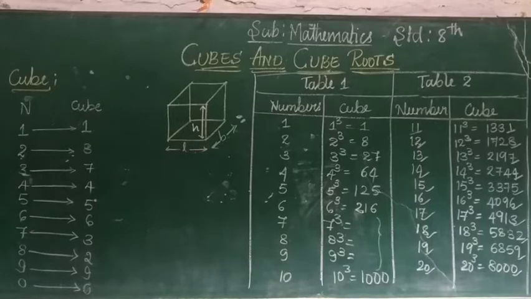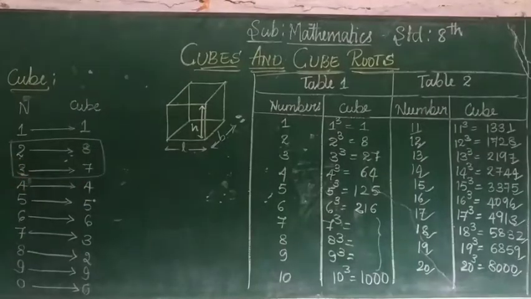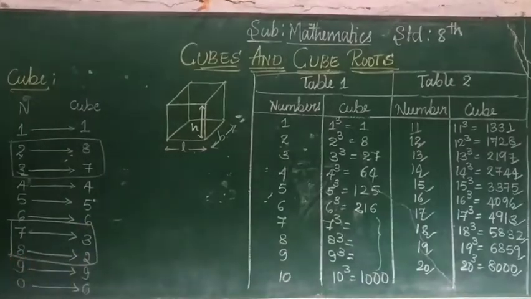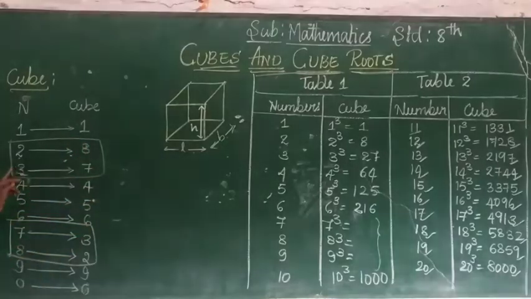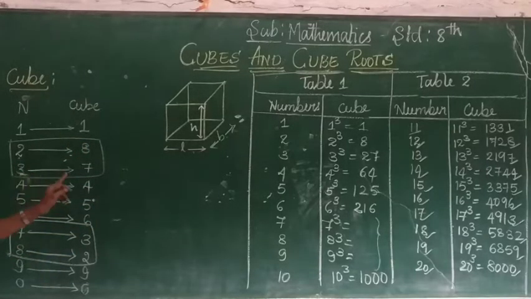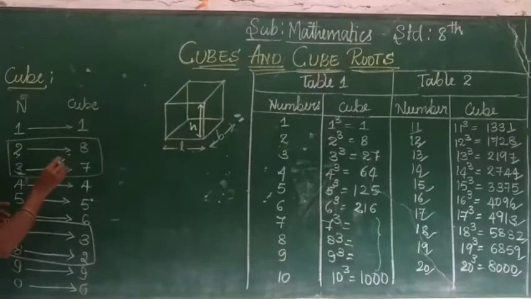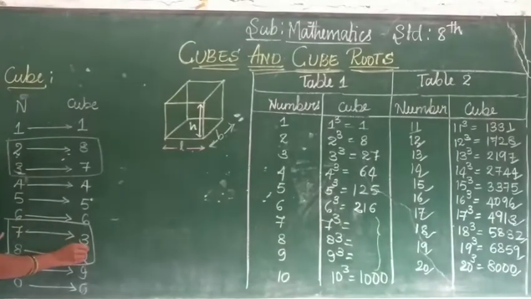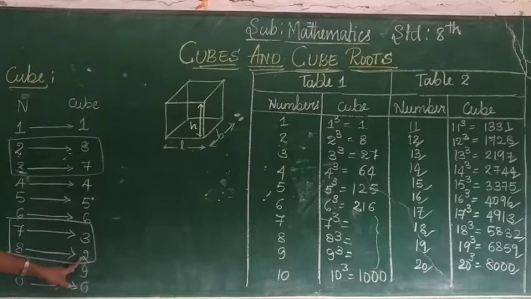Now, observe, we have to memorize one thing. 2 and 3: these two numbers have different unit place values in their cubes. And now come to 7 and 8. Here, look at children, vice versa is possible. 2 is the number, the cube has 8 in the unit place. 3 is the number, and the cube ends with 7. Similarly, in reverse, the number with 7 in the unit place has a cube ending with 3. The number ending with 8 has a cube ending with 2.